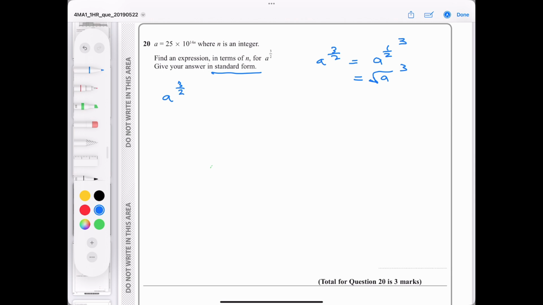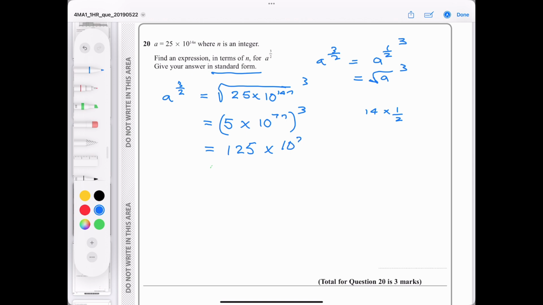A to the 3 over 2 equals the square root of 25 times 10 to the 14n, cubed. So the square root of 25 is 5, and the square root of 10 to the 14n would be 14 times half, which is 7. And we've done one little bit of it, but we need to now cube it. So 5 cubed is 125, and 7 times 3 is 10 to the 21n.